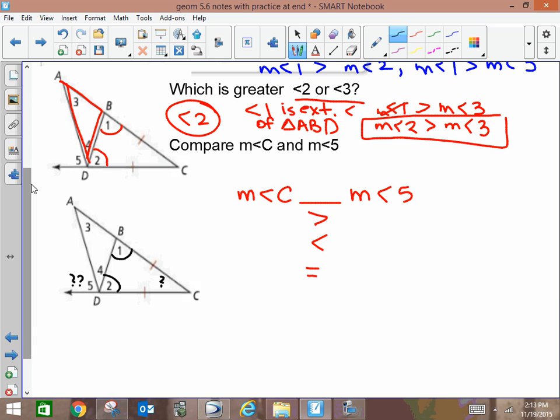What do you think, Maggie? The measured angle C is less than the measured angle. It is. Can you explain? Because measured angle 5 is an exterior angle. Of what triangle? Triangle DBC. Sure. You said DBC, right?